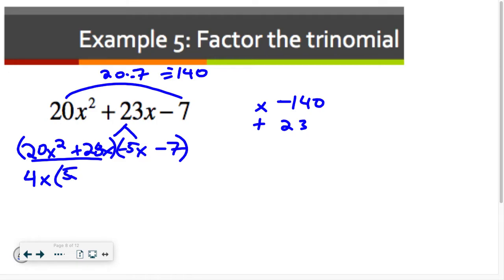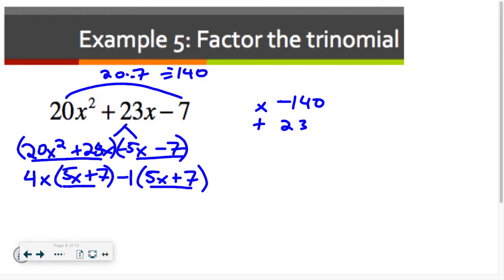I'm left with 5x plus 7. Out of a negative 5x and a negative 7, they're both negatives, so I'm actually going to take out a negative 1. I do that, I get 5x and a positive 7. I'm reversing the distributive property here.